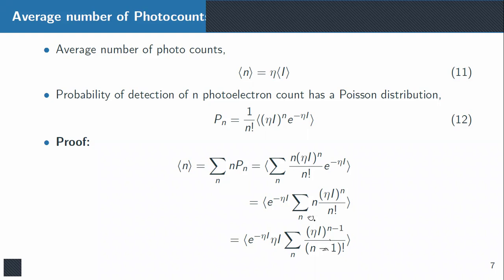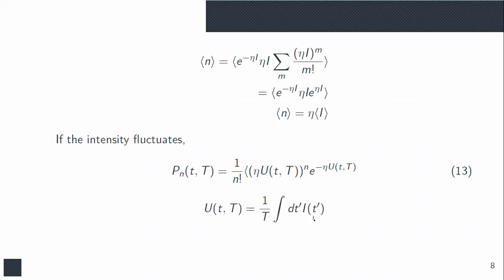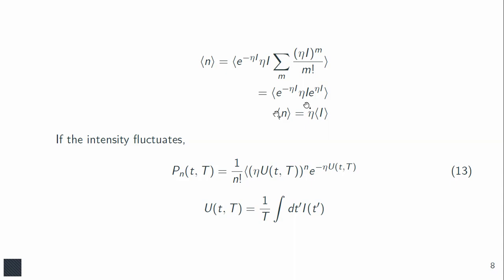So changing the variable and changing the limit of the sum, we can come up with that kind of equation. So this is just the definition of the expansion of the exponential, and simplifying the remaining mathematical expression, we get the result that is directly proportional to the intensity and efficiency of the photodetector. So we have proved that the photodetection phenomenon follows the Poisson distribution.